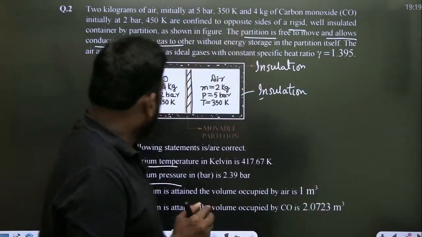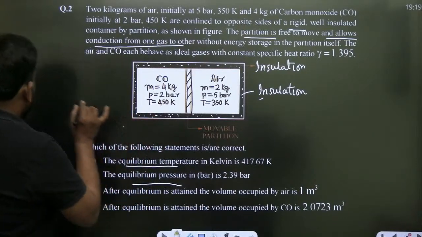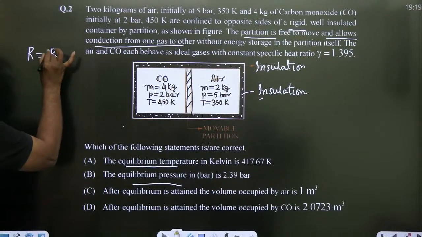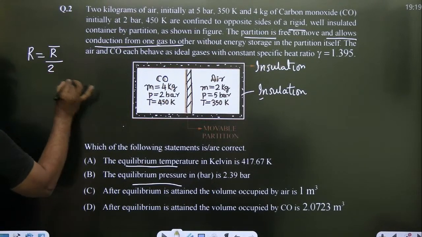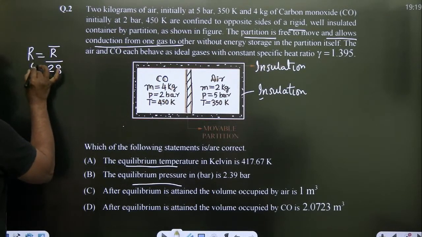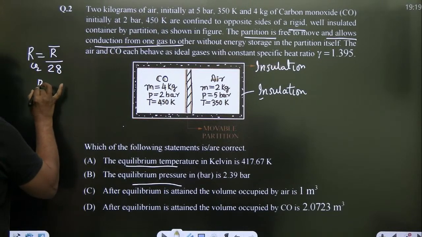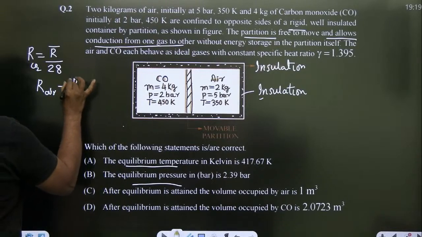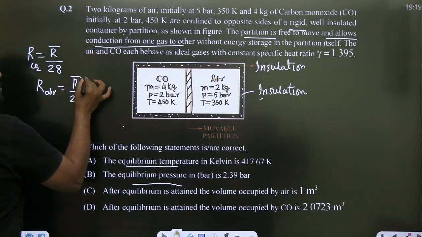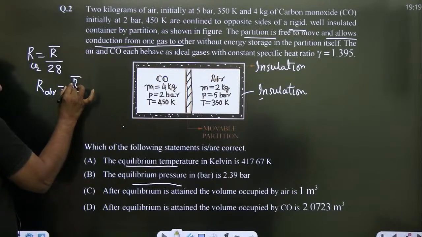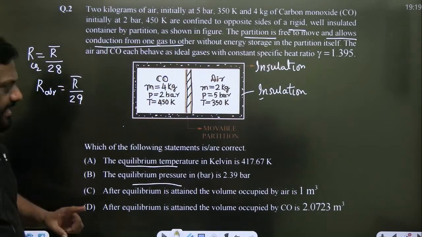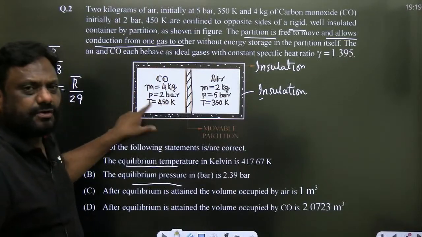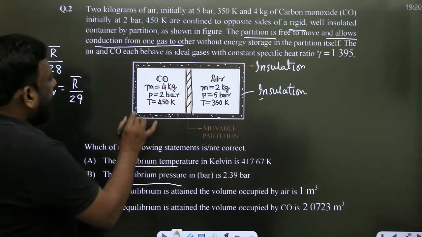Common sense. And one more thing, sir, you know the gas constant R is R bar by molecular weight. For carbon dioxide it will be 28, and for air I know R for air is R bar by molecular weight of air, which is 29, so it is 0.287. R bar is 8.314. I know this, sir. Tell me, can I calculate the volume of this? PV is equal to MRT. So we can apply the ideal gas equation.